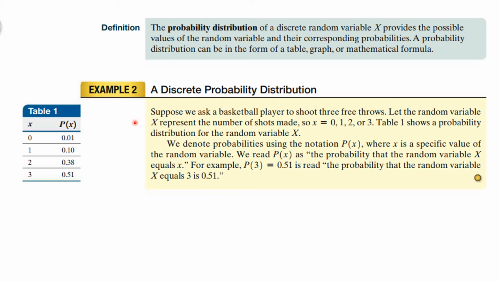Okay, so let's look at the example that we have. Suppose we ask a basketball player to shoot 3 free throws. Let x be the random variable, and it represents the number of shots made. So the values it can take on are 0, 1, 2, or 3, and we see this over here, and we've assigned probabilities. And so the probability of 3 is 0.51, which means the probability that the random variable equals 3, that is, he hits 3 shots, 3 out of 3, is 0.51.